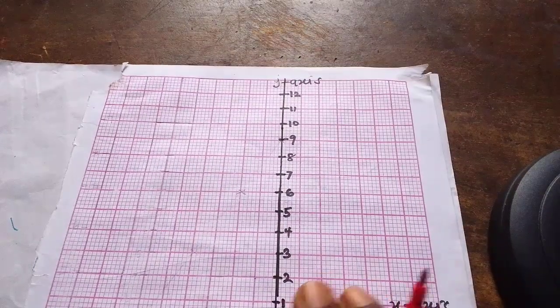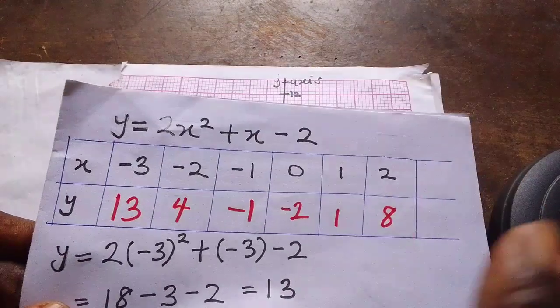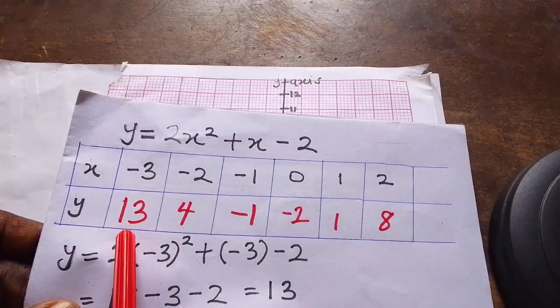Now we want to plot the graph. From the table, we know that when x is minus 3, y is 13.